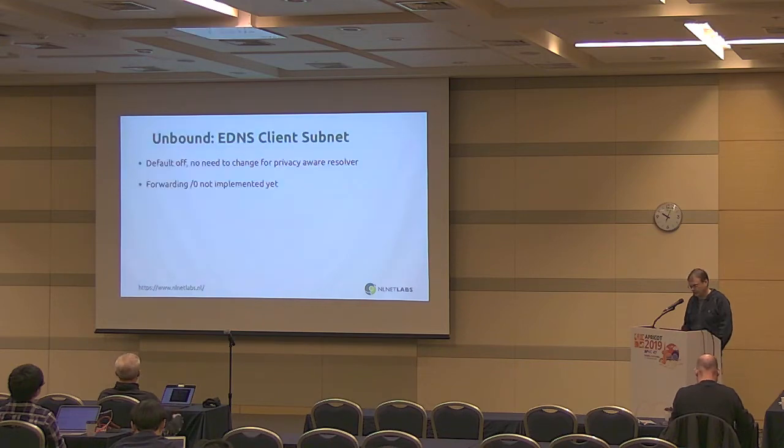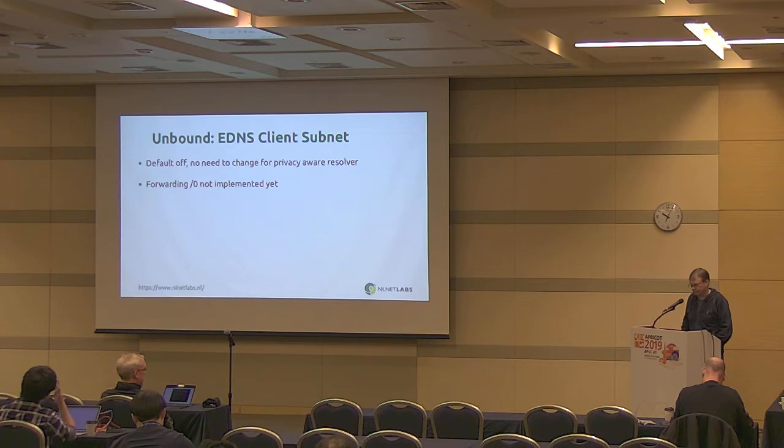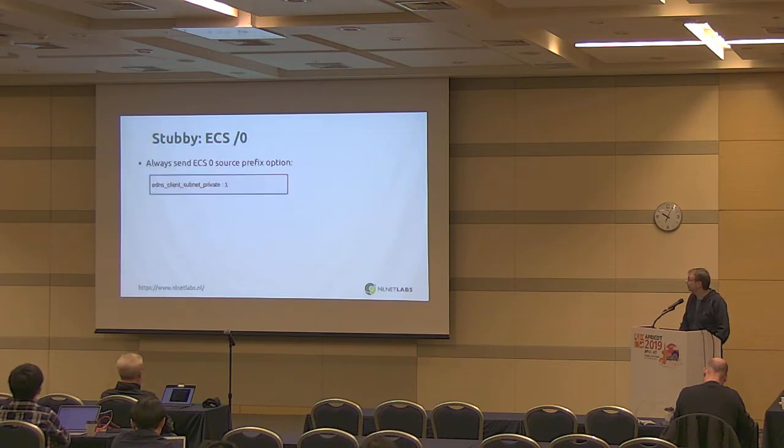Now in Unbound, EDNS client subnet by default is off, so you don't need to do anything. We have not implemented the forwarding of the /0 just yet. So if you're using Unbound as a forwarding resolver, then it will not include that information. Stubby does include the ECS 0 if you just add this line in the configuration file.